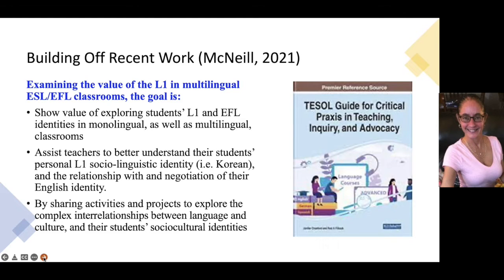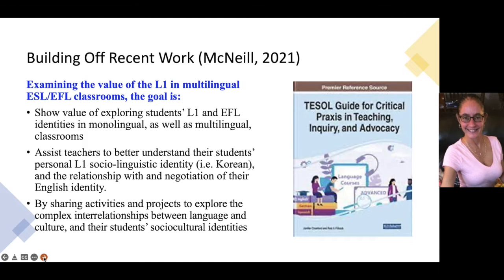And we found one chapter that was really interesting, about the role of exploring students' L1 and EFL identities in monolingual as well as multilingual classrooms. The chapter describes that it assists teachers to better understand their students' personal L1 sociolinguistic identity. In this case, it would be Korean.